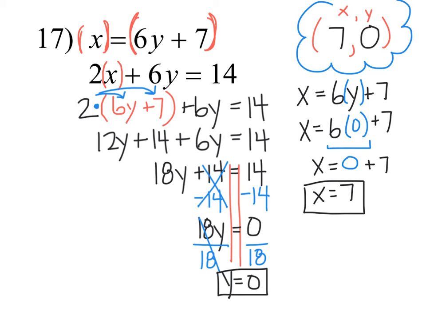Now there's a point. If you can do some of this math in your head, if you can figure out that 6 times 0 is 0 plus 7 is 7, you don't need to write all this, but you have to make sure you get the right answer. So if you're not positive, it's a good idea to write it.